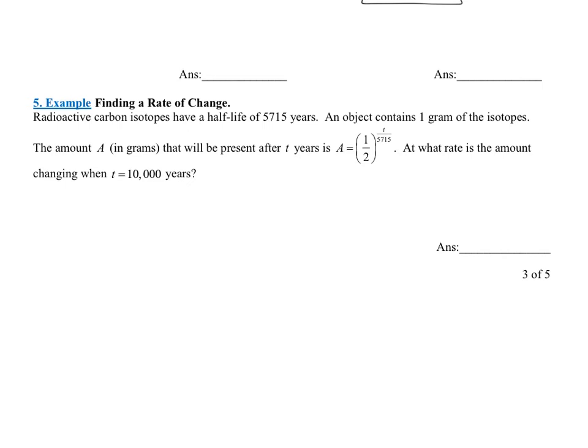So again, they want to know the rate of change at a specific moment. And a rate of change at a specific moment means that we are finding the derivative at that moment. Okay, so what do we need to plug in? We need to plug in 10,000. We need to find the derivative and plug in 10,000. So we're going to find the derivative of A with respect to t at t equals 10,000.